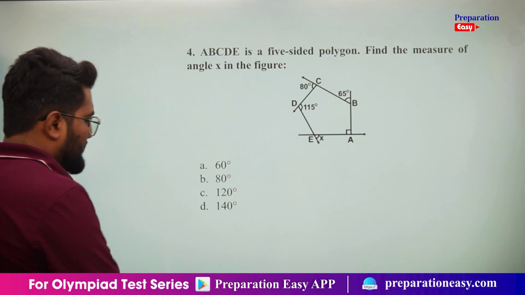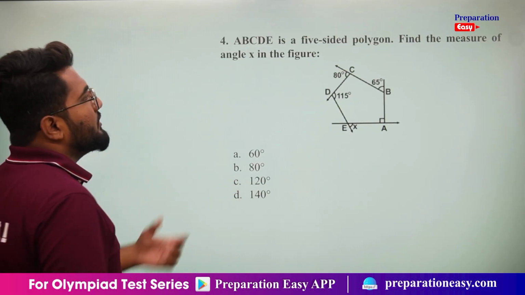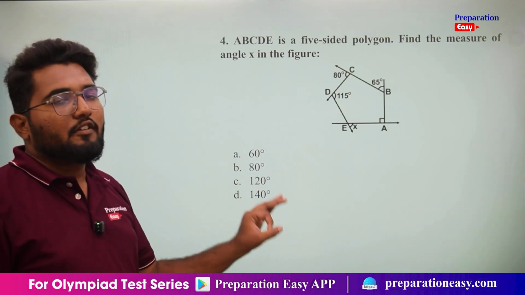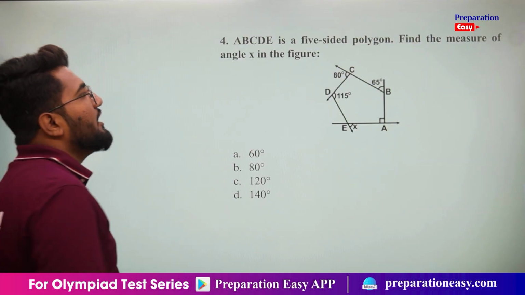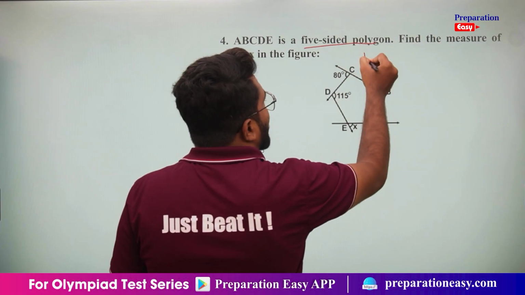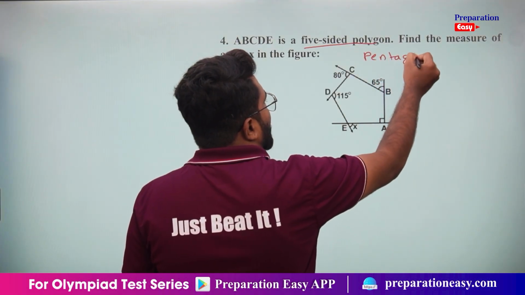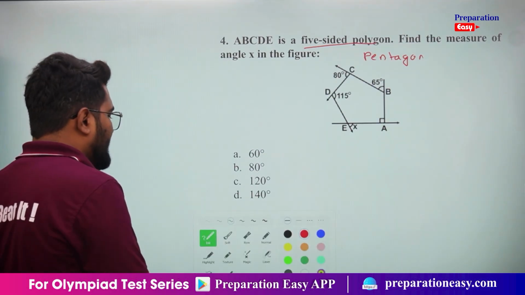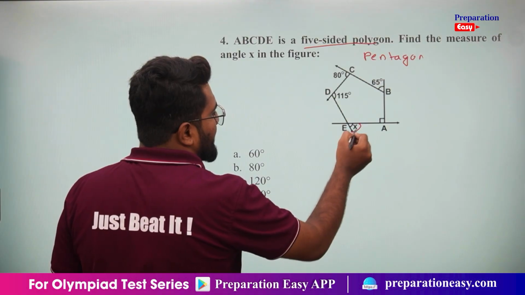What is the fourth question? Here we are given a pentagon. A pentagon means a shape with 5 sides, a 5-sided polygon. Then find the measurement of angle x. We have to find the measurement of angle x. Here is the angle x.